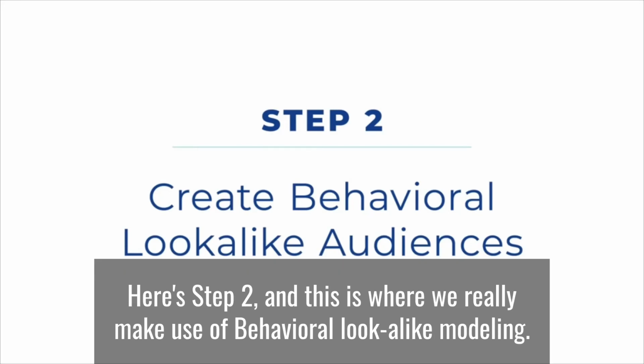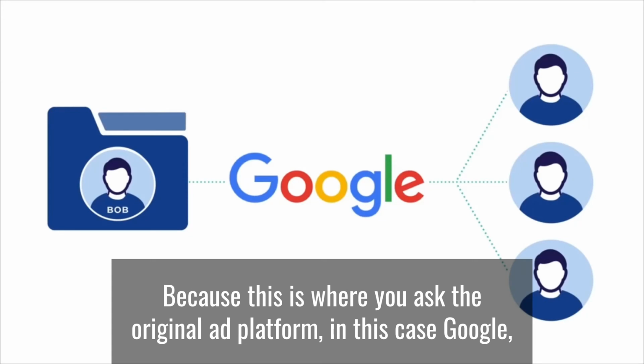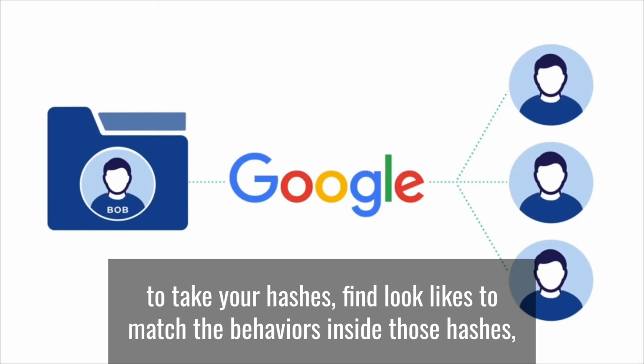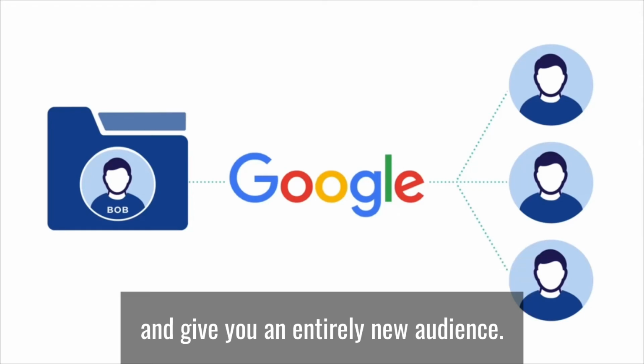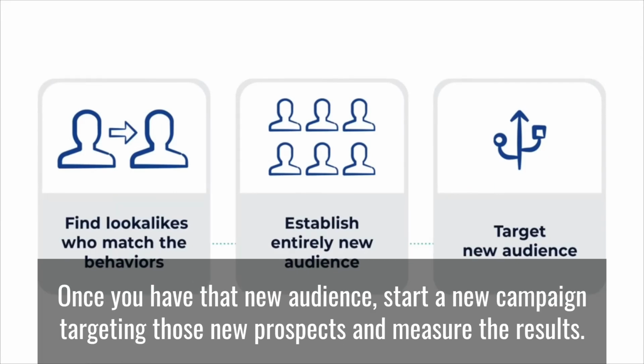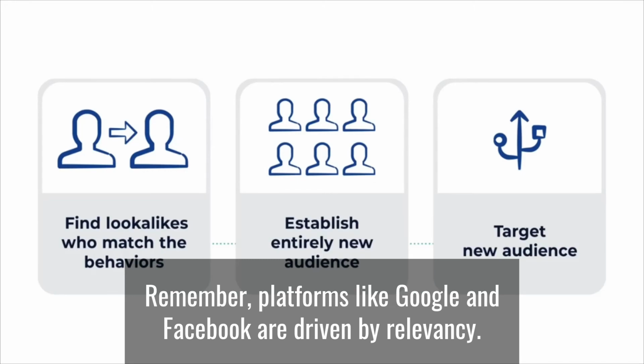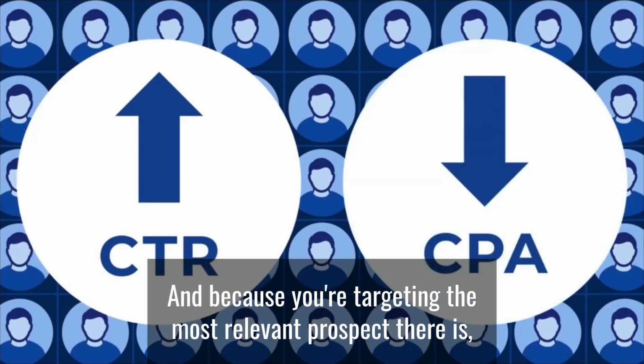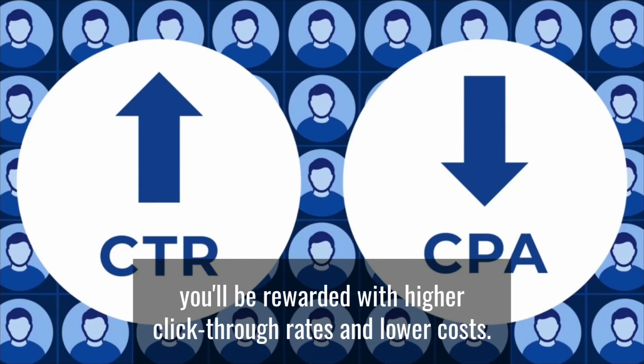Here's step 2, and this is where we really make use of behavioral lookalike modeling. Because this is where you ask the original ad platform, in this case Google, to take your hashes, find lookalikes who match the behaviors inside those hashes, and give you an entirely new audience. An audience who matches the same behaviors as that initial perfect prospect of Bob. Once you have that new audience, start a new campaign targeting those new prospects and measure the results. Remember, platforms like Google and Facebook are driven by relevancy, and because you're targeting the most relevant prospect there is, you'll be rewarded with higher click-through rates and lower costs.